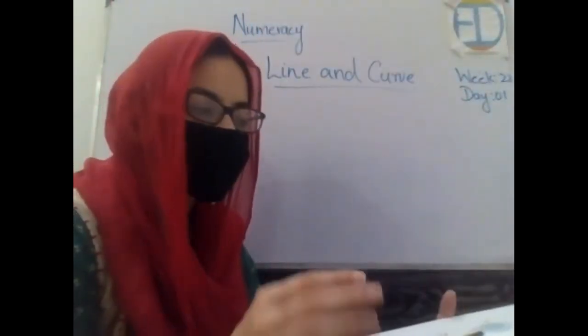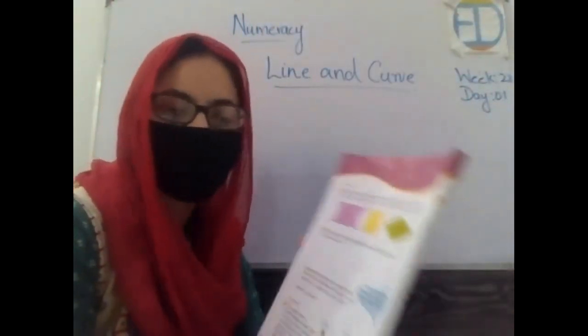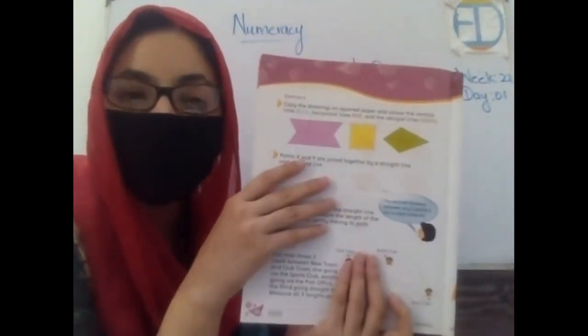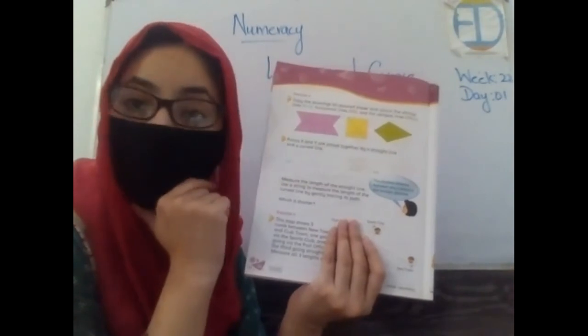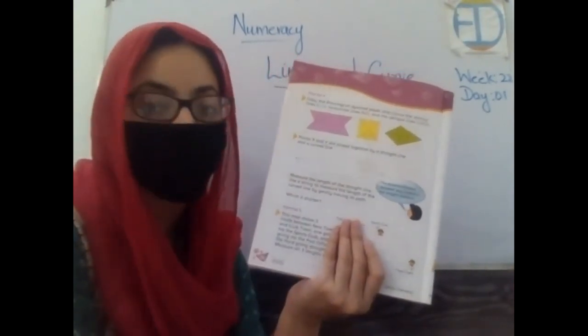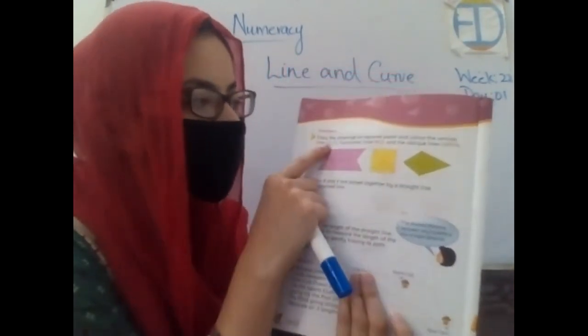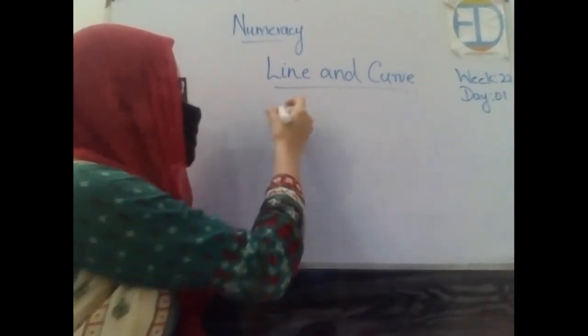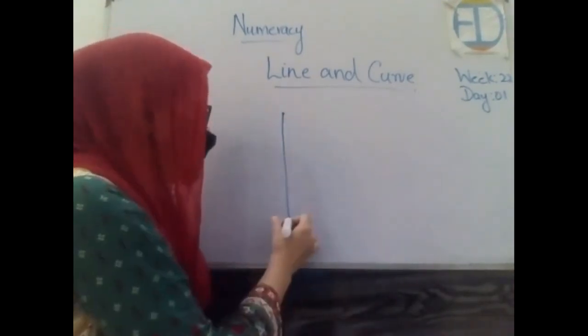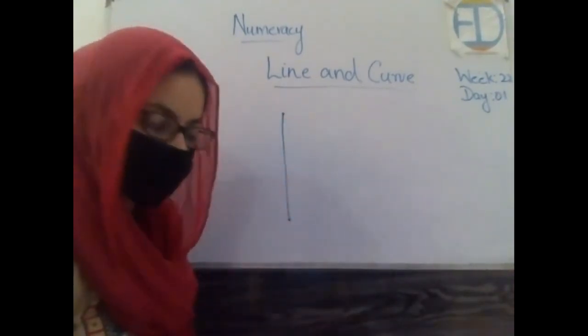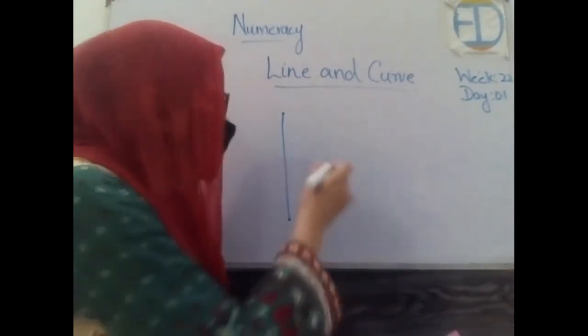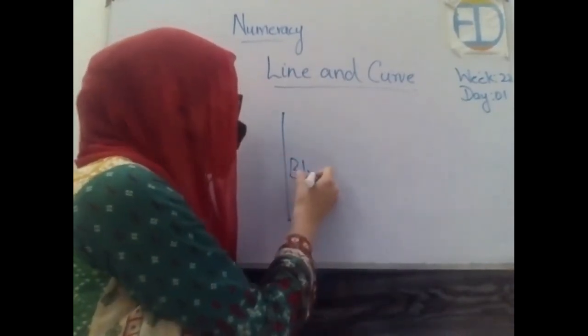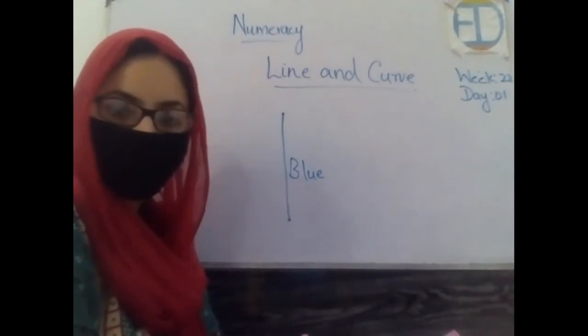The very first activity says that there are 3 shapes which are being drawn in front of you. You are supposed to draw these shapes, but there are some instructions that you are supposed to follow. What are those? The first one is that you are supposed to draw all the lines which are vertical. What does vertical mean? These lines. These are vertical. You're supposed to draw these with blue color.